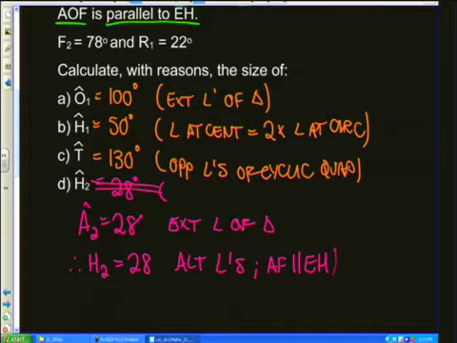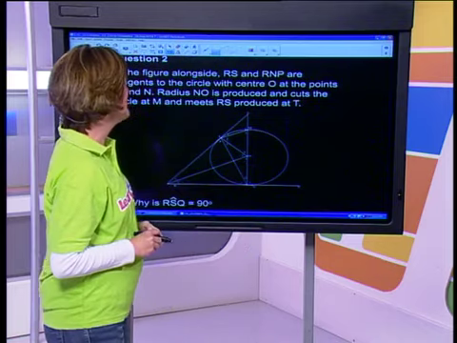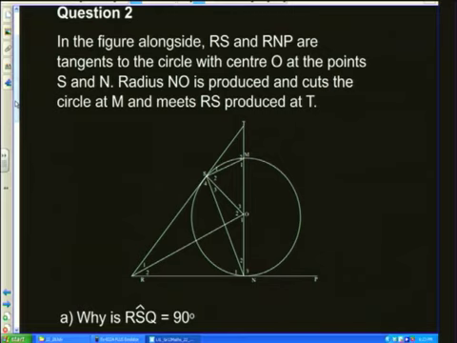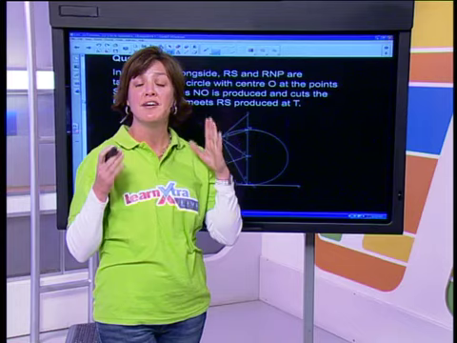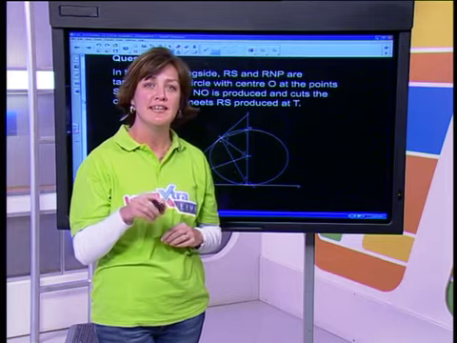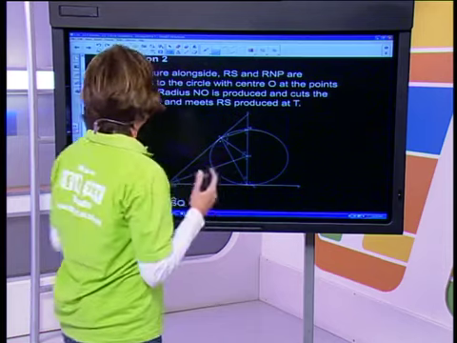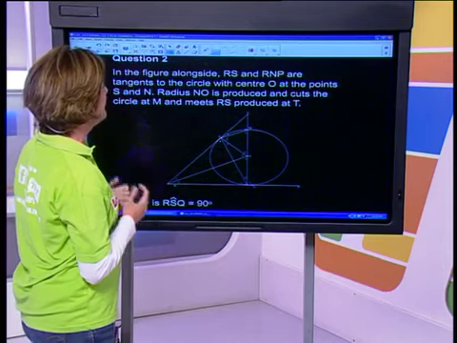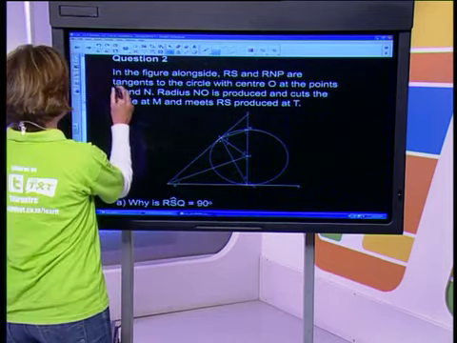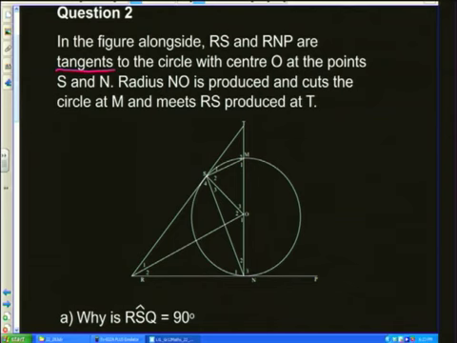Right, there we go. All right, guys, let's have a look at another example. All right, so as I said to you in the previous example, have that highlighter out and just take very careful note of the information, the little clues that they're giving you when they give you that introduction paragraph. Okay, so the figure alongside, RS and RNP are tangents. Okay, there's our first clue. So we've got tangents to the circle with the circle center O.